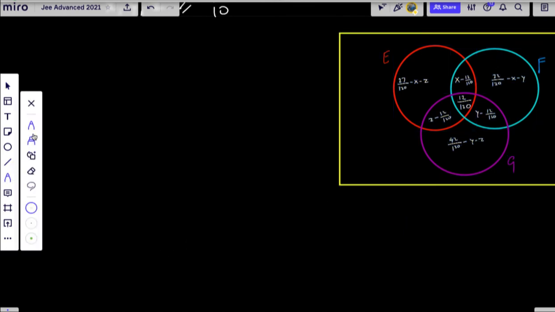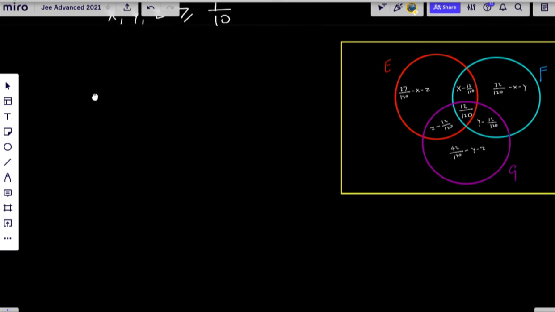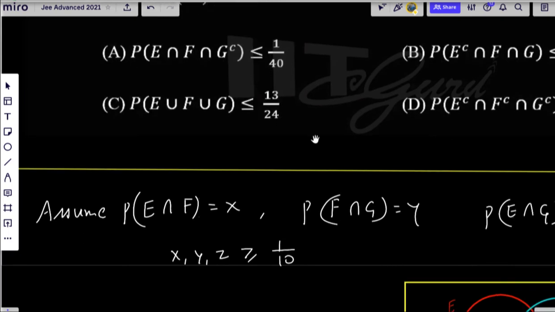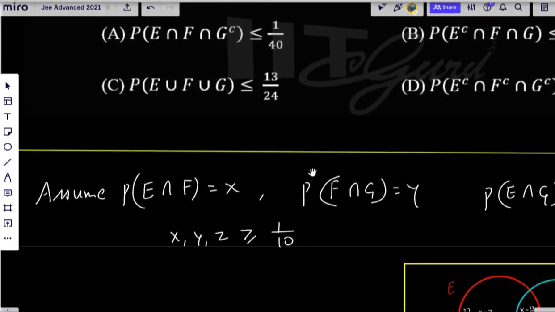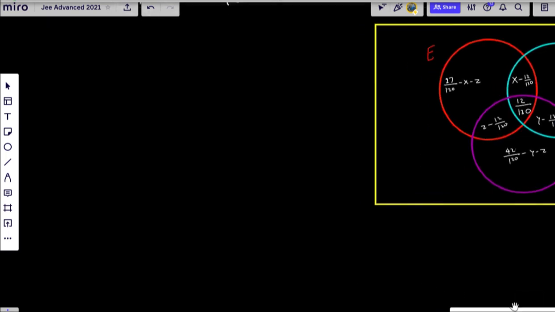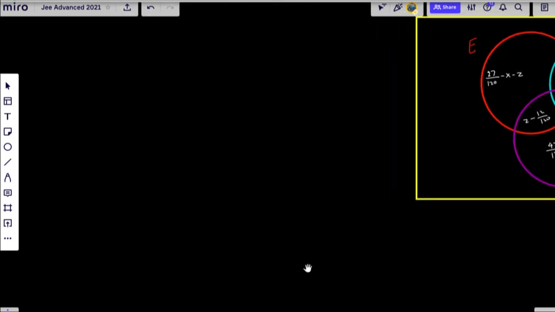So let's see what they are asking. They are saying X plus, meaning E intersection F intersection G complement, meaning G shouldn't be taken. So X, Y, Z, each and every one we have to recall. Let me first think about this one, the probability of X plus Z. What about X plus Z?